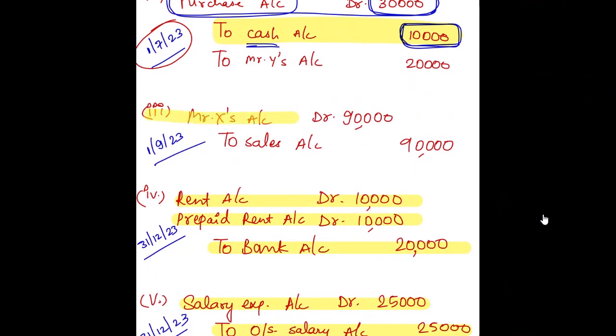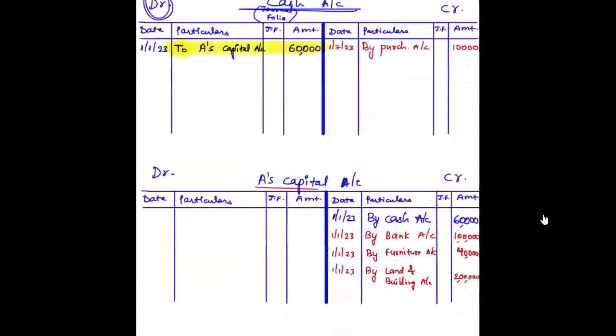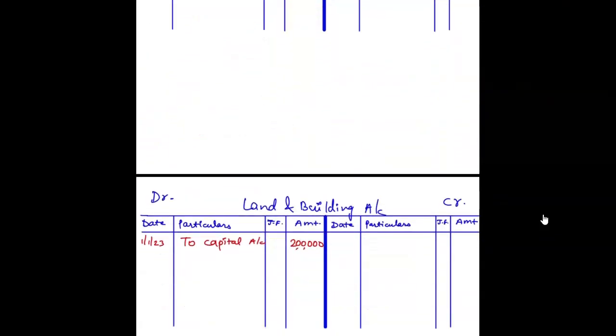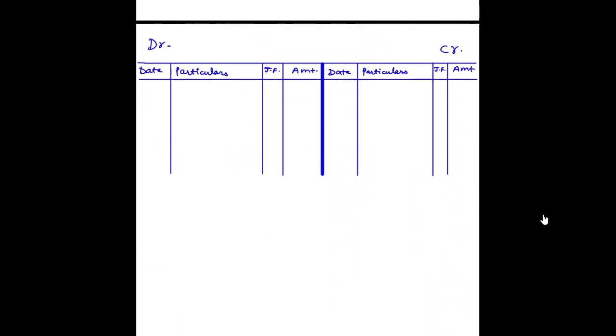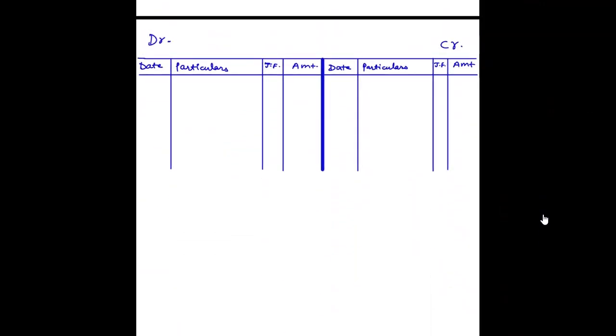In the third, we have Mr. X account of 90,000 and we have sales of 90,000. Sorry, the sales account of 90,000. So these accounts are not already created. We will create these two accounts again. So we have the sales account and we will have one more. We need some more accounts here.